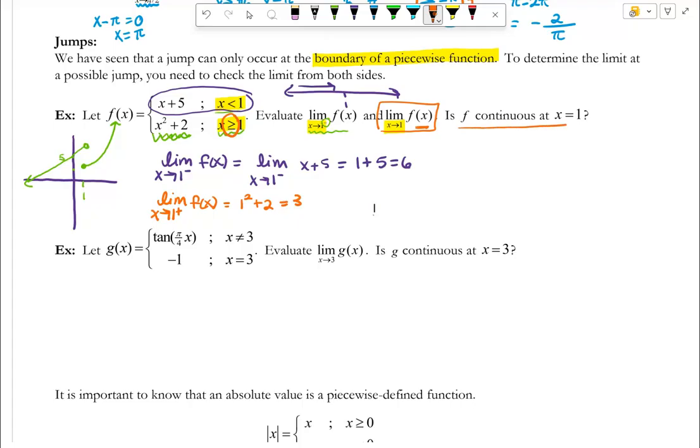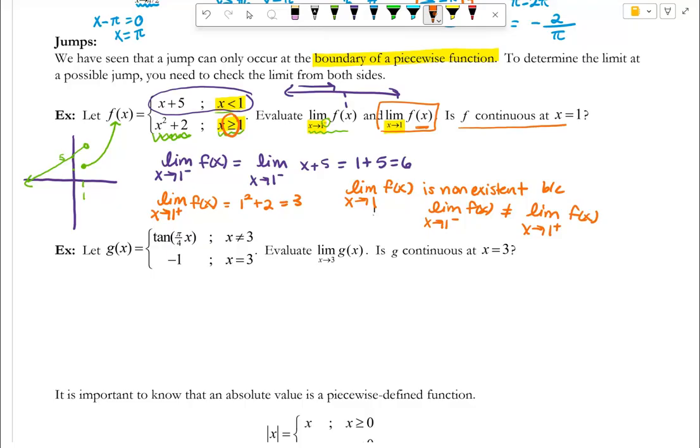Well, what we need to say is that the limit of f as x approaches 1 does not exist, or is non-existent. And again, the reason that it's non-existent is because our limit of f as x approaches 1 from the left is not equal to our limit as we approach 1 from the right of f of x. So if those two one-sided limits don't agree, then the limit does not exist.